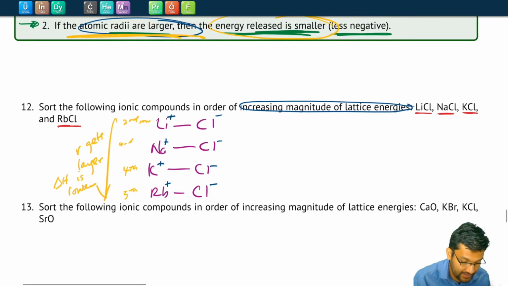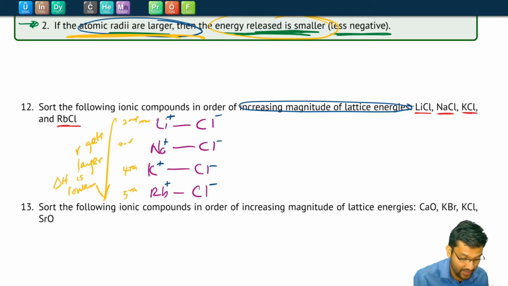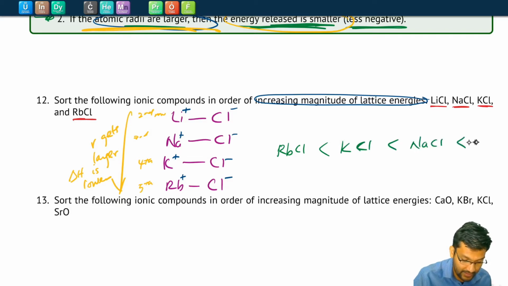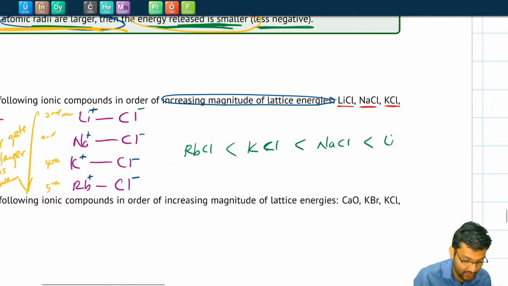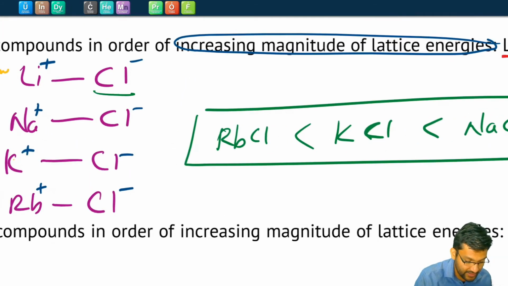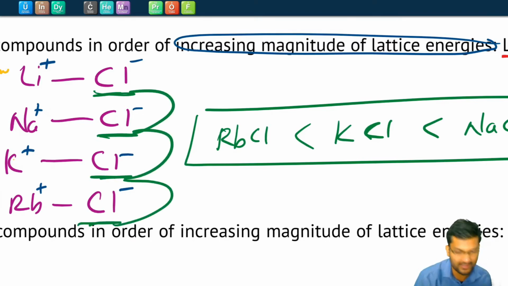So if we were to place these in order of increasing lattice energies, we start with the weakest one, which is rubidium chloride, RbCl. Then second weakest would be potassium chloride. Third weakest is sodium chloride. And then finally, the strongest lattice energy here would be lithium chloride. We didn't have to think about the radius of the chloride ion because they're all the same, which means the R values for all of these are the same, so it wouldn't impact the lattice energy very much.